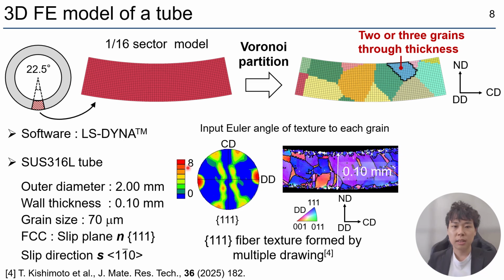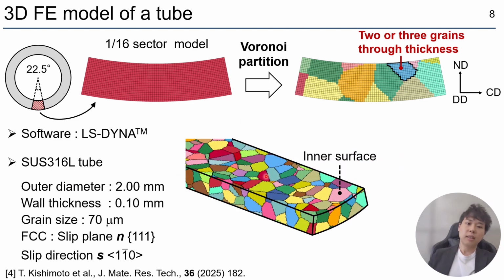To reproduce this, I built a Voronoi model with an average grain size of 17 micrometers and set orientations with 111 fiber texture. And we set the FCC slip systems to 111 slip plane and 110 slip direction. Using this workflow, finally I created a 3D structured tube like this.